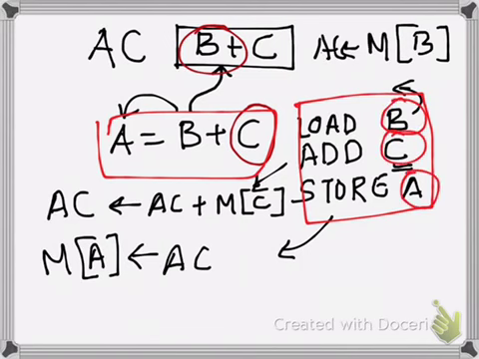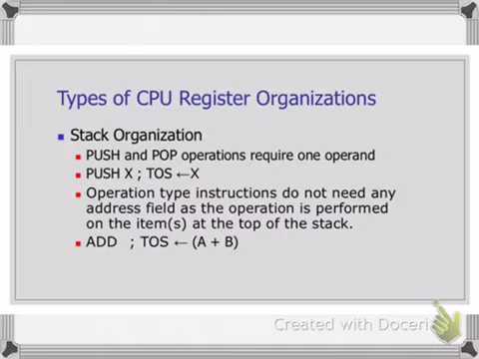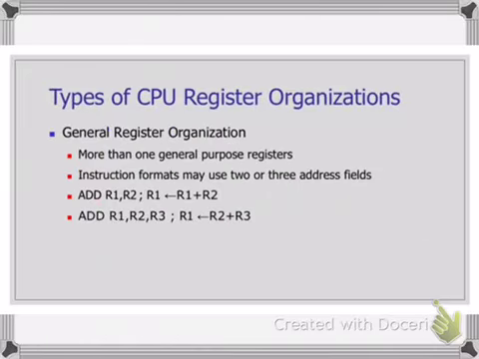So these are the operations, and these are your operands. So this is a single register, accumulator register organization. The second type is our general register organization. This is the normal, most common one.